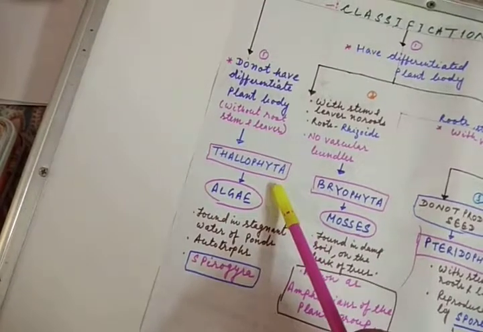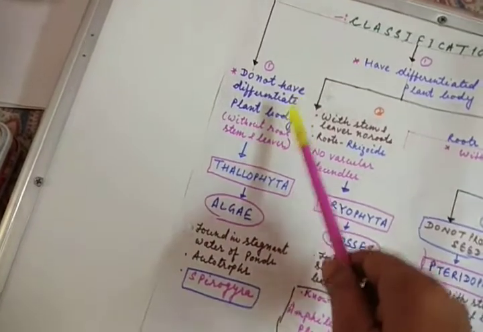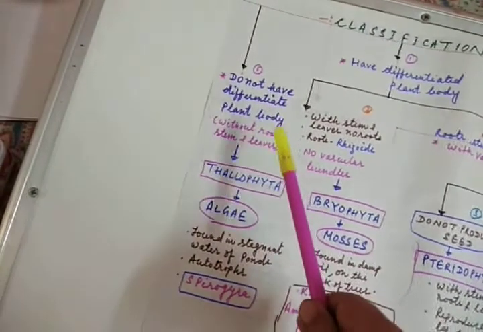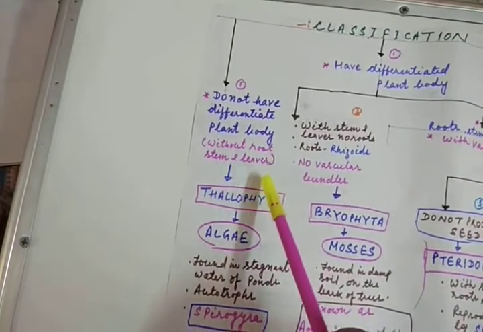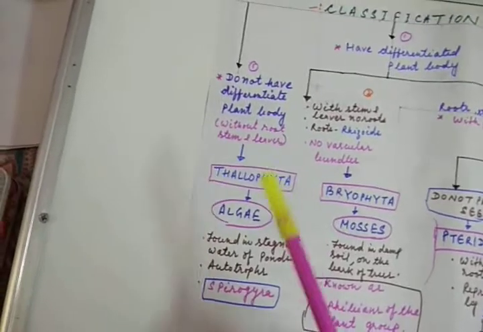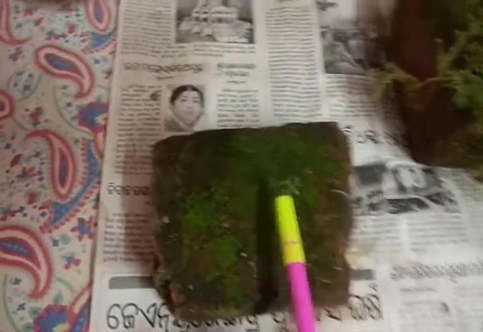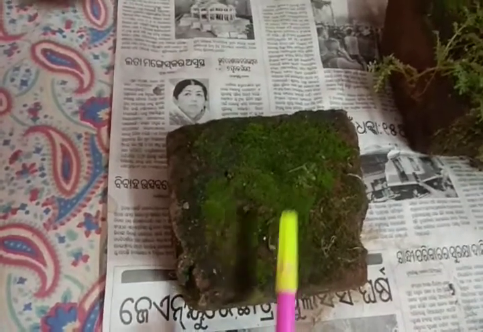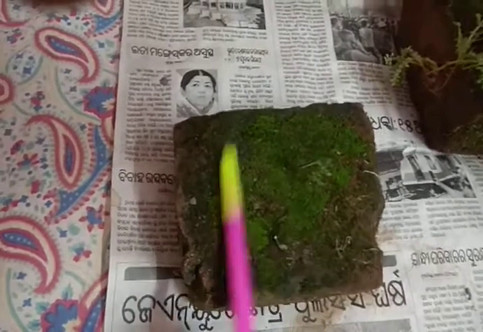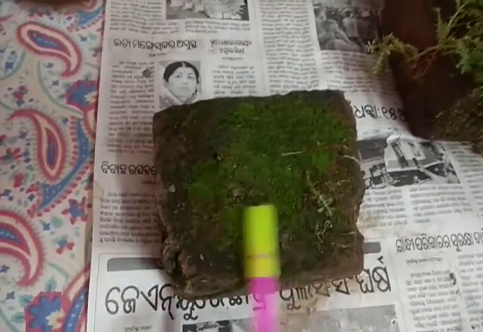Thallophyta are the plants that do not have a differentiated plant body. They are without root, stem and leaves. Okay, so they are green in color. We will see Thallophyta example is algae. Algae are green in color. They do not have roots, stem and leaves. They are thallus-like structure. Okay, you see green, only green.